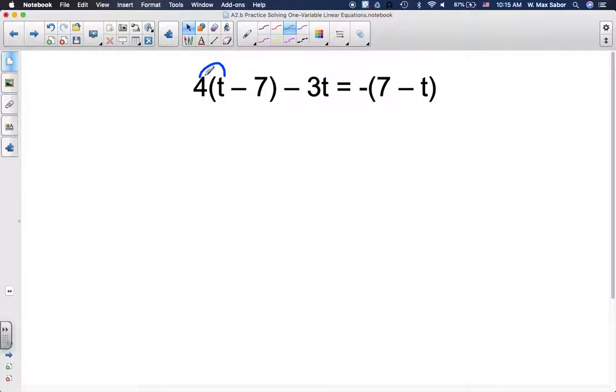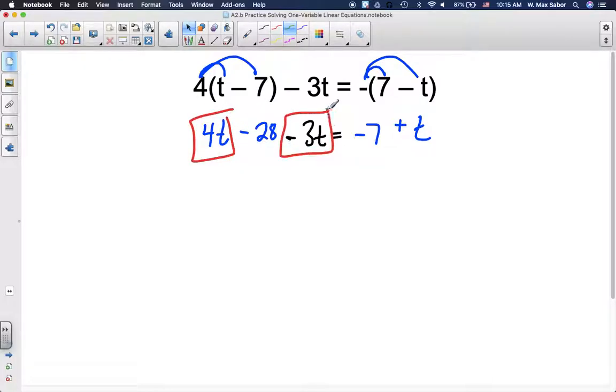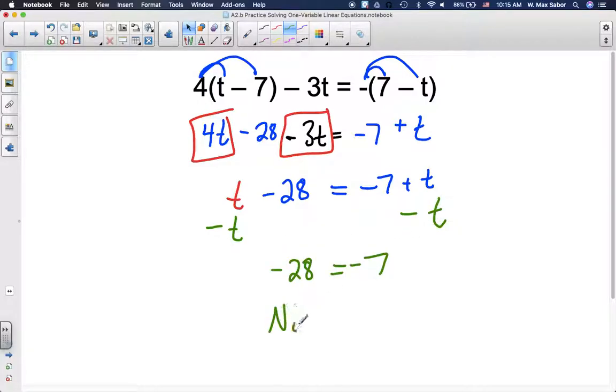Distributive property. Start with distributing in any coefficients to parentheses. So 4t minus 28 minus 3t equals -7 plus t. Really important to see that plus. Combining like terms, we have 4t and -3t. That adds to positive 1t. Minus 28 equals -7 plus t. Now we can subtract t from both sides, and we get -28 equals -7. So that has no solution.